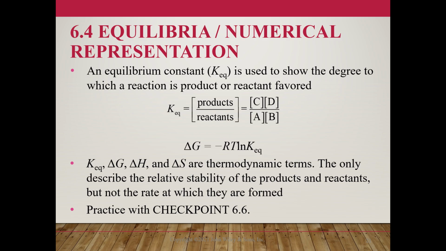We can use the equilibrium constant in our Gibbs free energy change calculation, where delta G equals the universal gas constant R times the temperature in Kelvin times the natural log, or log base e, of the equilibrium constant, and that product multiplied by -1. All those are thermodynamic terms, and they only describe the relative stability of the products and reactants, but they do not tell you how quickly the reaction actually occurs.